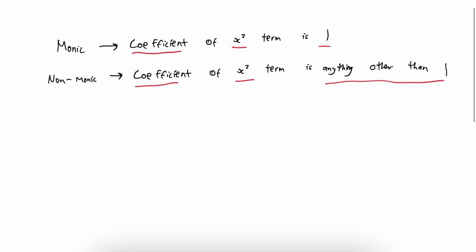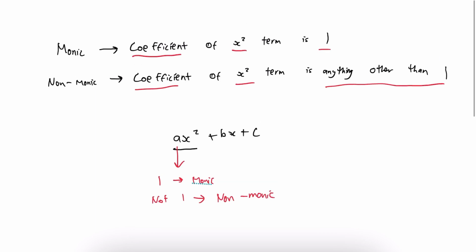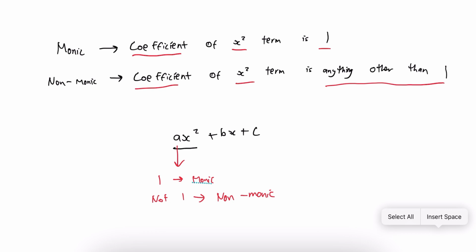Okay, and when we talk about a quadratic, we mean a quadratic written in this form. So this here is the x squared term, but what we're primarily focusing on is that coefficient of the x squared, so that a. Alright, and if that a is 1, it's monic. If that a is not 1, then we get non-monic. Okay, now let's look at a few examples as to how we can factorize these.